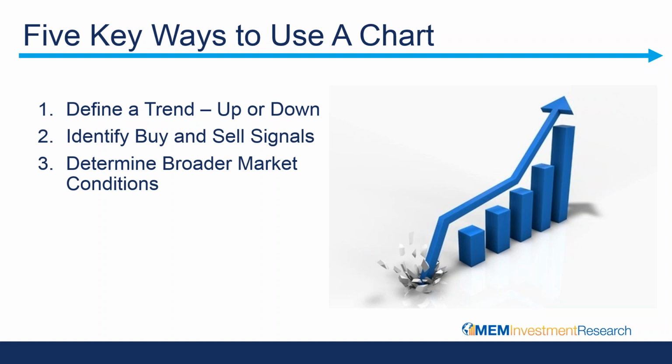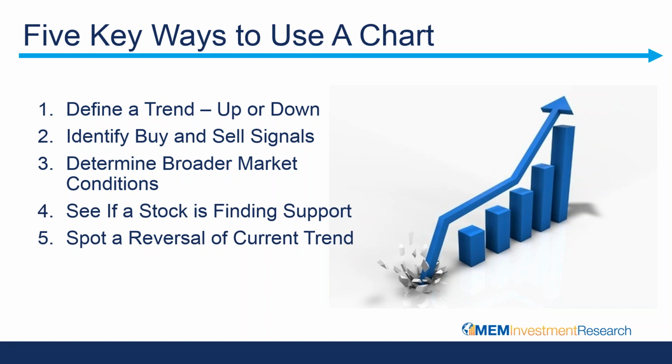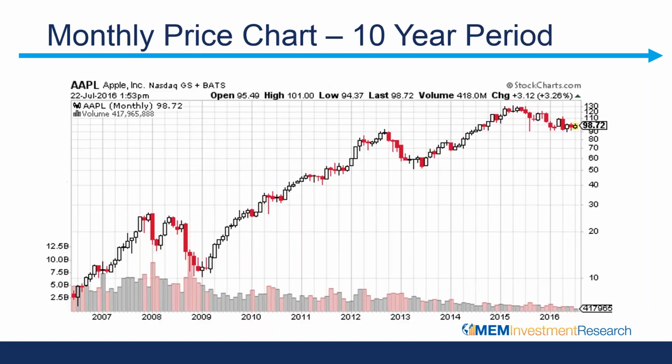The third one is determining broader market conditions, and I view this as very important because before you get into a stock, you want to make sure that the broader markets are healthy, and I'll provide you with an example of how to use a chart to tell that. The fourth item is you want to see if your stock is finding support. It's in an uptrend, but does it look as if that trend is going to remain up? And then lastly, how can you spot a reversal of that current trend? You don't want to stay past your welcome in a stock. So if that current uptrend starts turning, you want to be able to know by looking at the chart and get out of that stock.